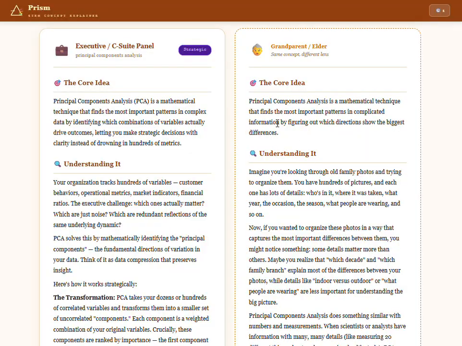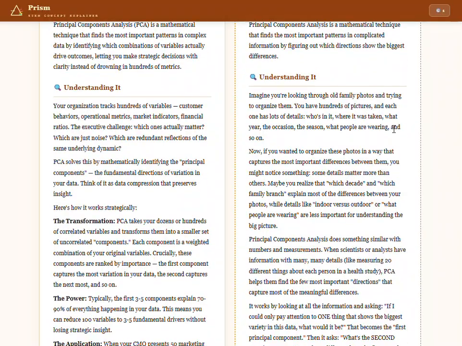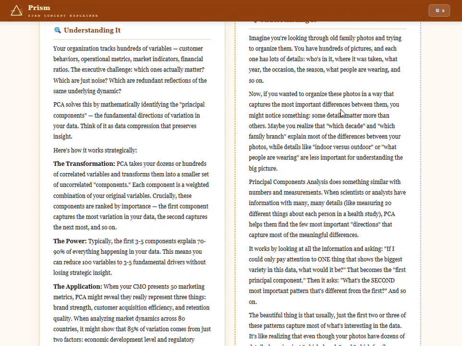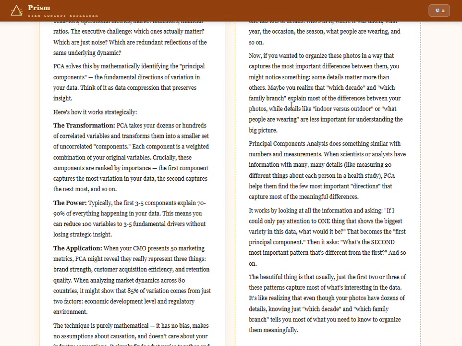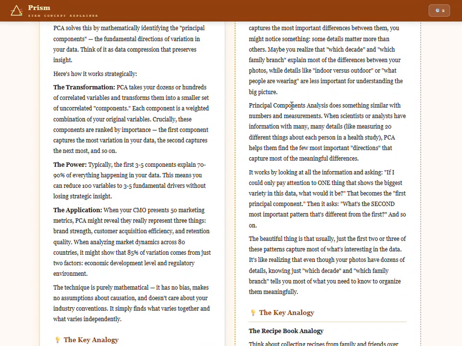And you see the core idea here. It's just a mathematical technique, finds the most important patterns in complicated information by figuring out which directions show the biggest differences. I mean, in very plain language, what does it really mean? And now, understanding it, imagine you're looking through old family photos, trying to organize them, who's in it, where it was taken, which year, occasion, season, what people are wearing, and so on. So how do you capture the most important differences between them? So this is a very nice way to generate an example that clarifies the core ideas in principal components analysis.